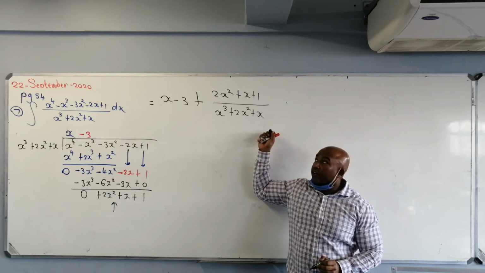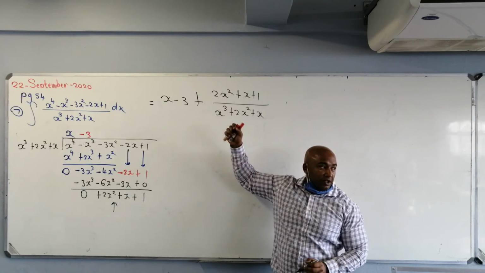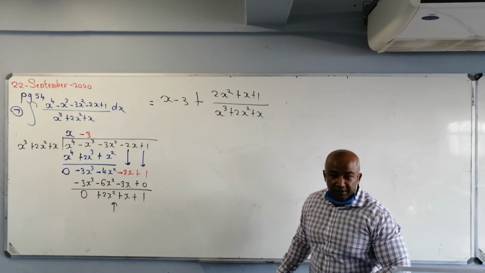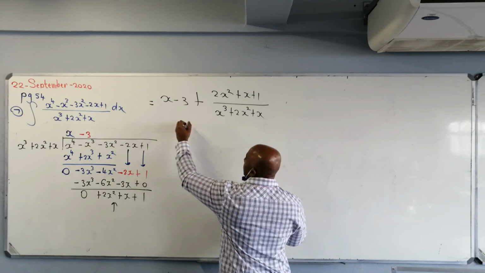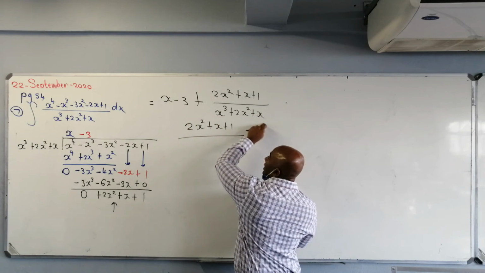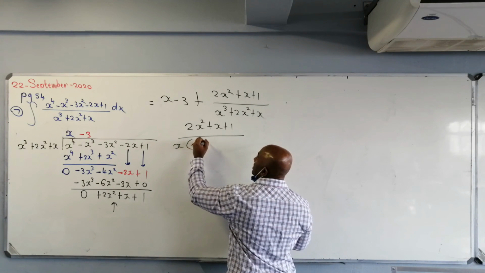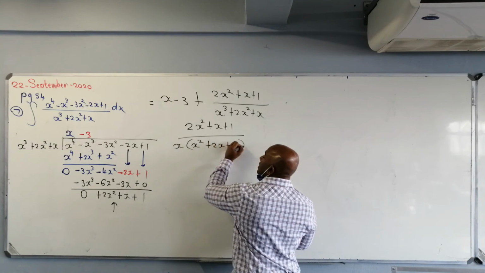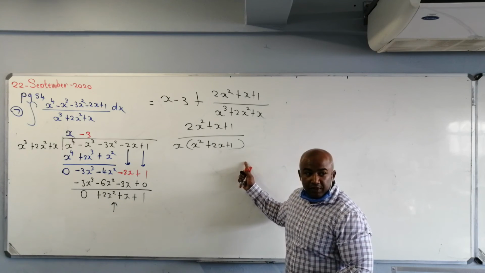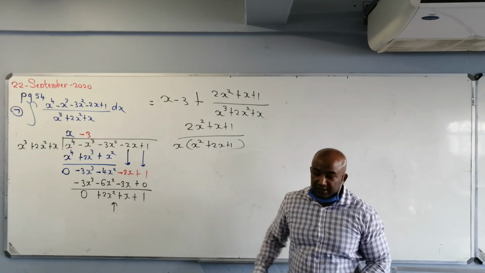Now we need to take this fraction. It's a proper fraction. It's second degree on the top, third degree in the bottom. Top is smaller than the bottom. So factorize your denominator. Let's see what happens. So we got 2x squared plus x plus 1. Here I can take out a common factor of x. So I'm left with x squared plus 2x plus 1. Now we have a quadratic. Always check, is it possible to factorize the quadratic further?